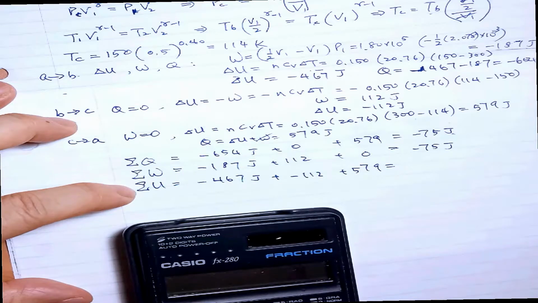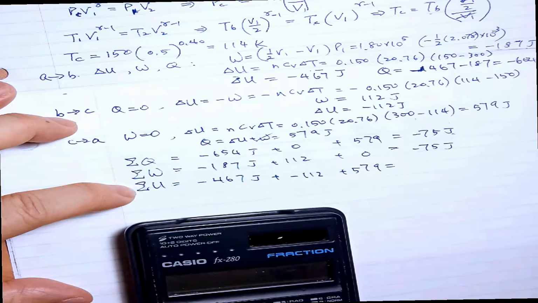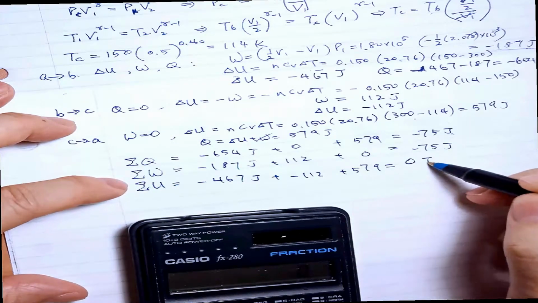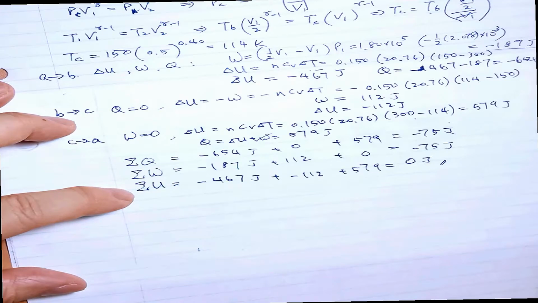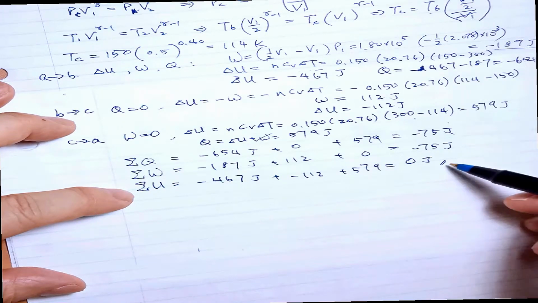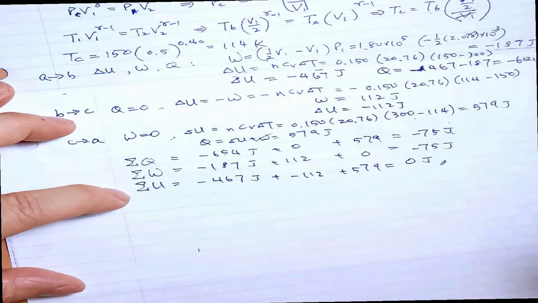And then negative 467 minus 112 plus 579, 0, bingo. You better see 0 for total internal energy because you have a complete cycle. So the sum of all U's must be 0. So this proves that these two match, which is correct, and this must be 0, which is correct.